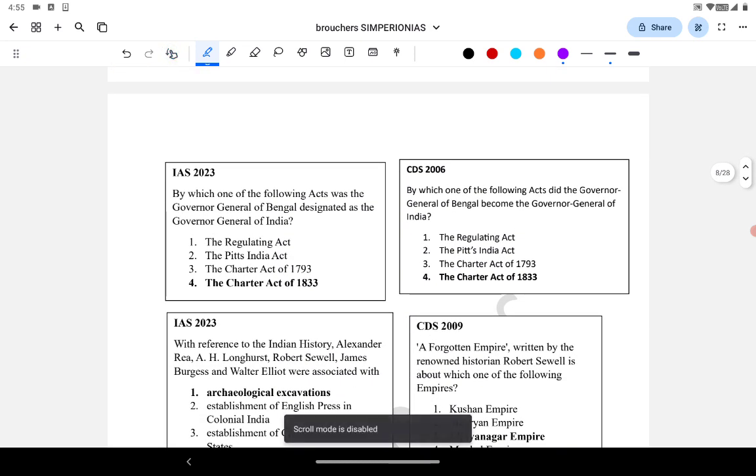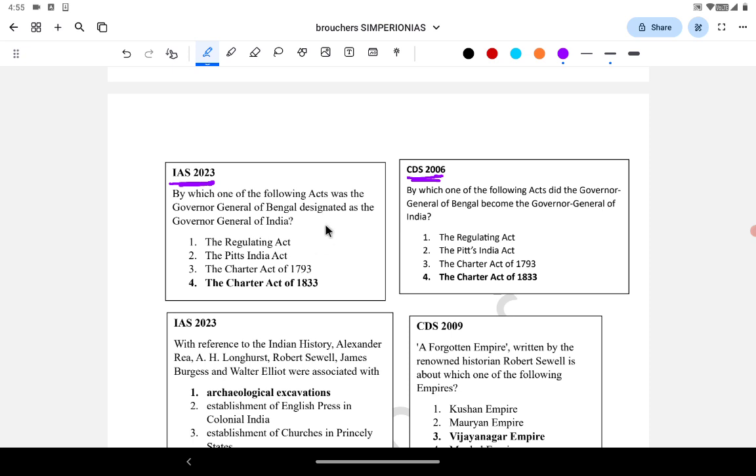This is a very interesting question. The importance of PYQs cannot be better explained by any question than this one. Look at the question: where the Governor General of Bengal is designated as the Governor General of India. The correct answer is Charter Act of 1833. It was asked in the CDS 2006. Again asked in 2023. Please look at the question.